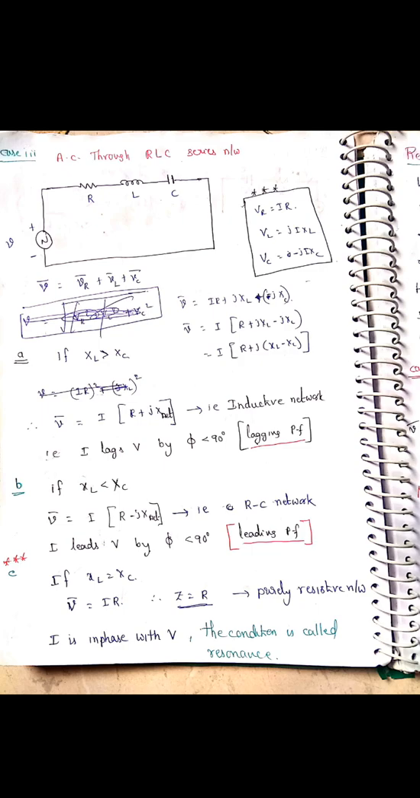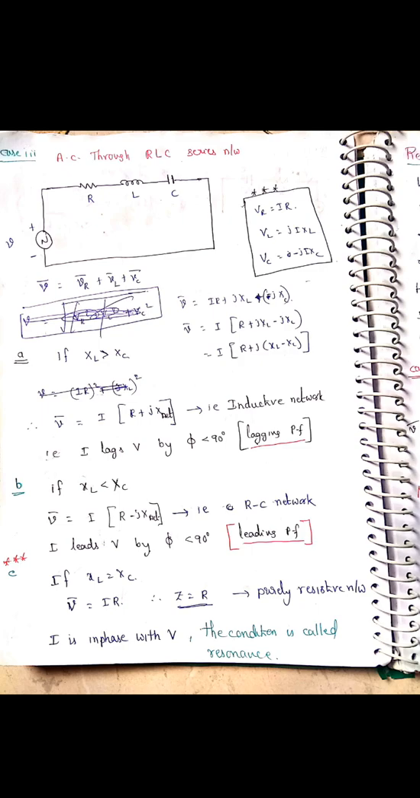Suppose XC is more than XL, then the nature of the network is leading. Why? Because the resultant of VC and VL moves towards VC. If towards VC, it means VC lags, or the current leads, so the nature of the network is leading. Suppose XL and XC magnitudes are both equal, then the resultant of those two becomes 0. Then the nature of the network is resistive, because the supply voltage is nothing but the voltage across the resistor, and voltage and current are in phase. If both are in phase, it is a purely resistive network.